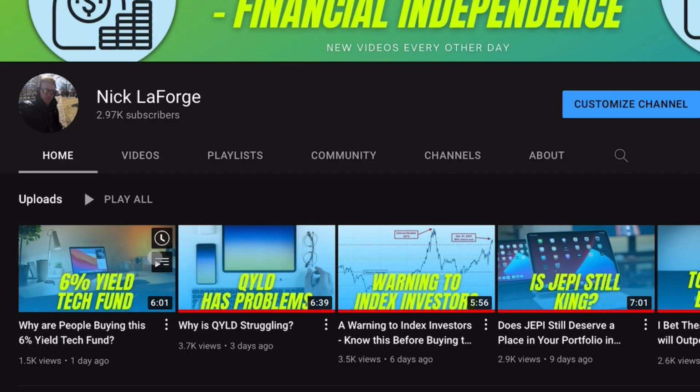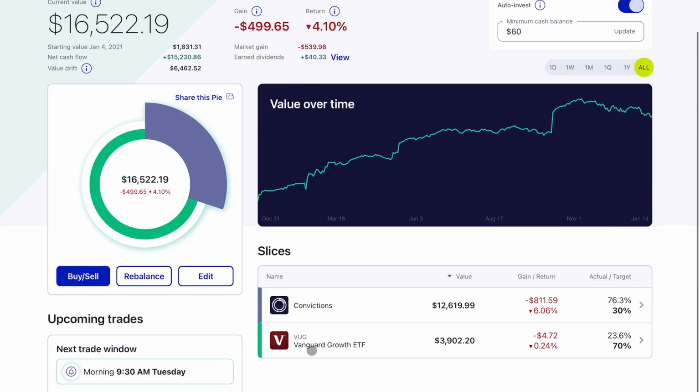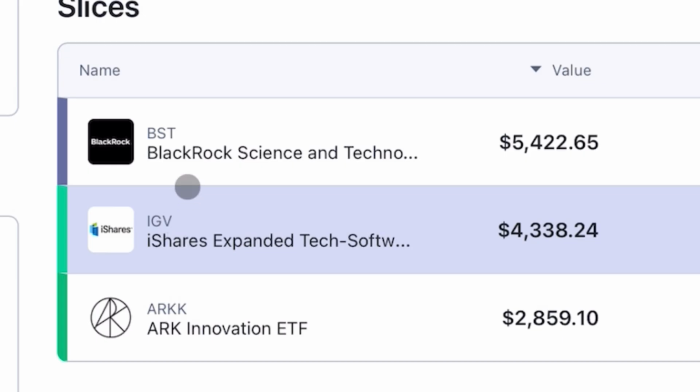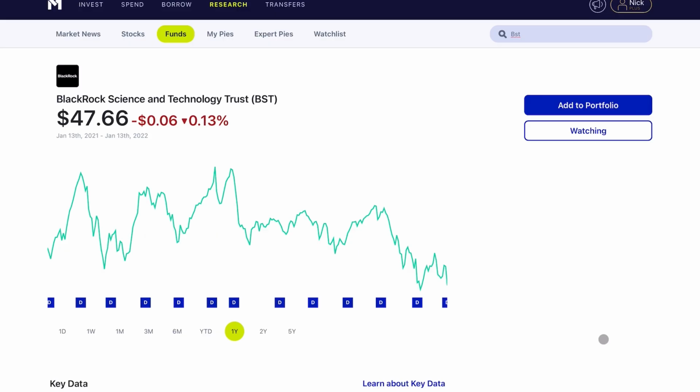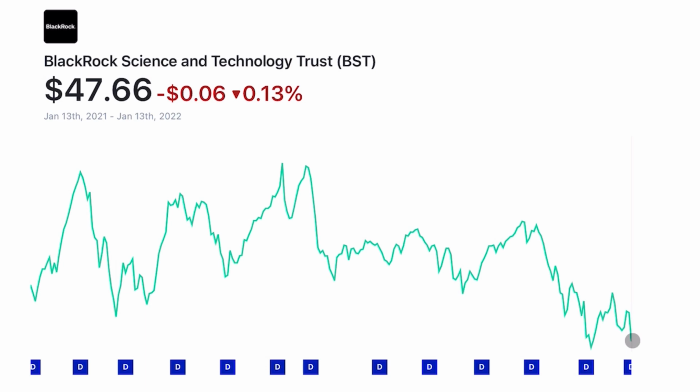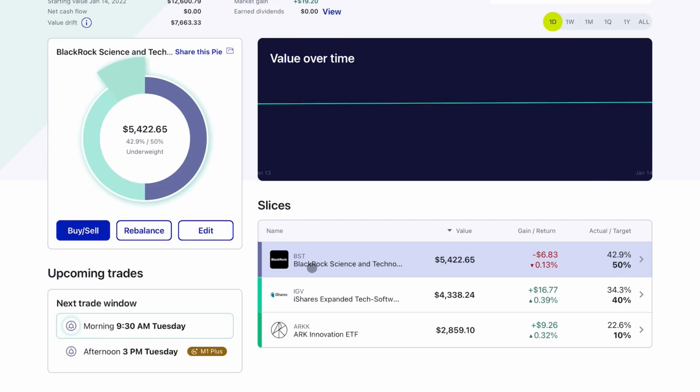By the way, in my last video, I posed a question as to whether or not I should invest in a 6% yielding tech fund, and the response was overwhelming. So quick little update, I now have BST in my portfolio, and I'm pretty happy about my purchase price because I bought it right here at $47.50. But this closed-end fund is another example of a rather complicated investing strategy.